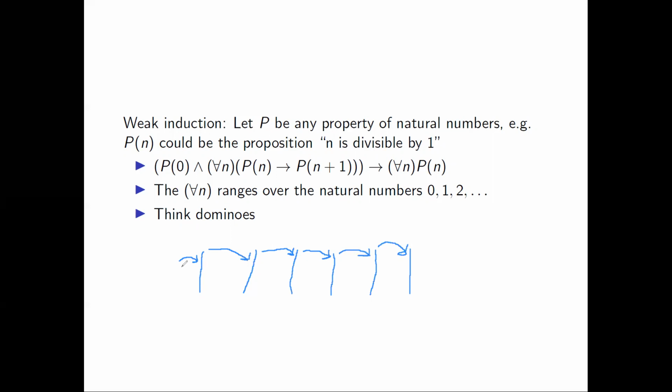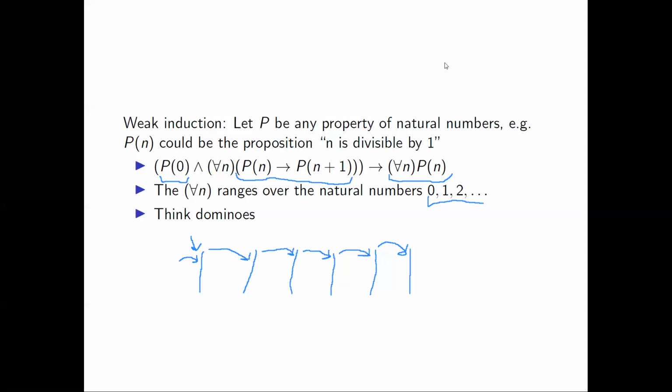We prove some base case. We show that P of 0 is true. That's when we knock over the first domino. And that's this part right here, the P of 0. And then we prove an inductive step. So we assume that P of n is true, and we use that to show that P of n plus 1 is true. And if we can prove the base case and the inductive step for P, then we can conclude that P is true for all the natural numbers. And again, the natural numbers, we're assuming that they start at 0.